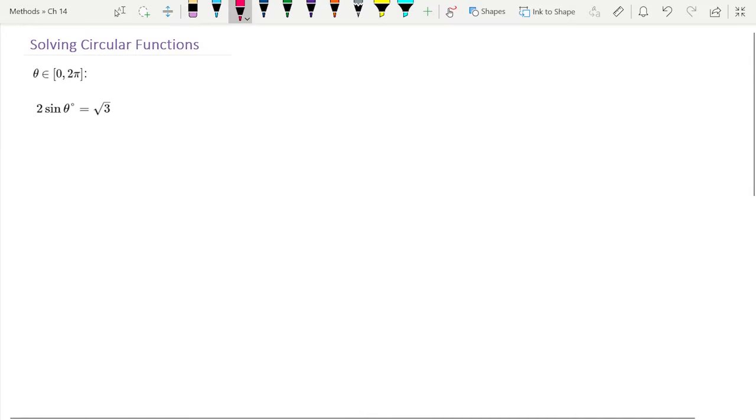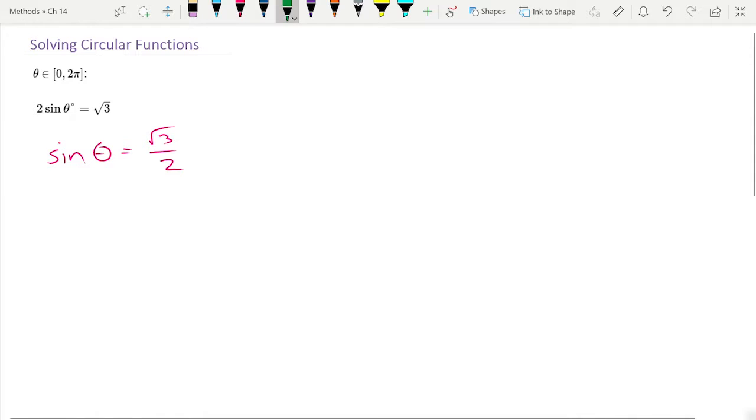Okay, so when solving circular functions for their exact values, we're often given a domain. So for this question, we're going to treat theta as belonging between 0 and 2 pi. The first thing we want to do is transpose the formula so we just get sine theta by itself. So let's divide both sides by 2, which will give us sine theta equals root 3 on 2.